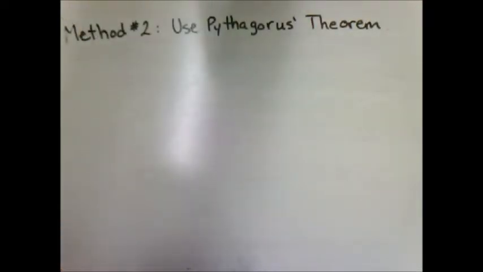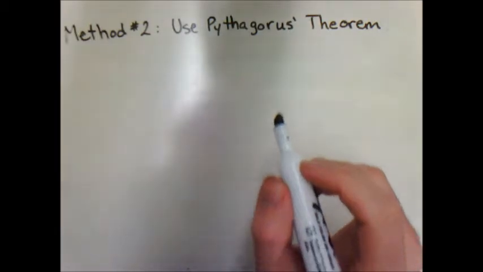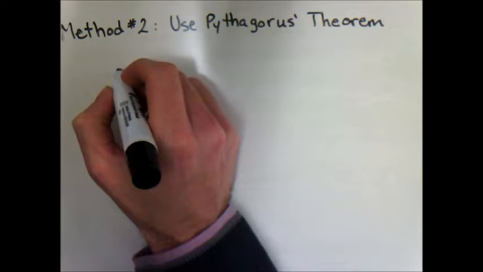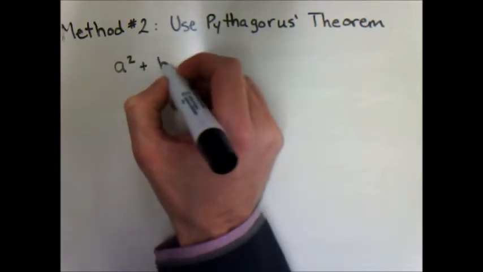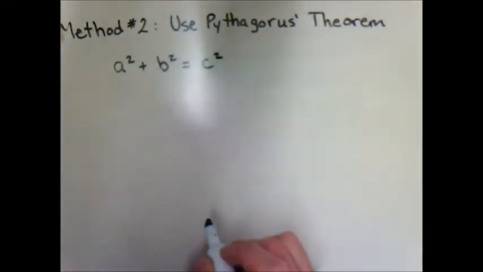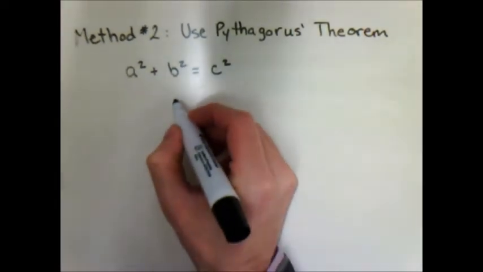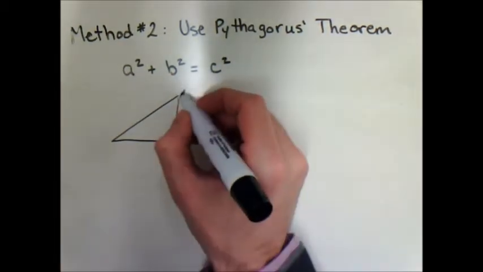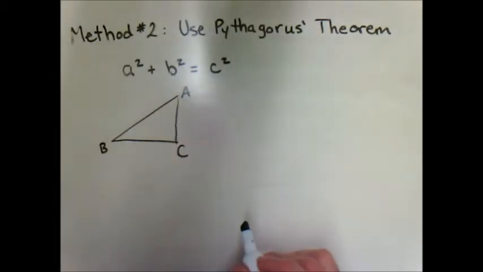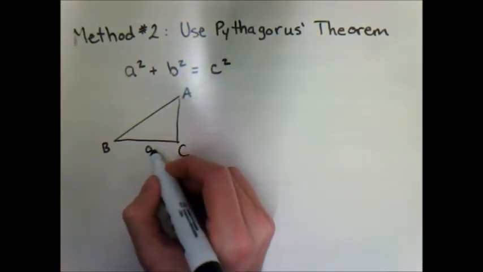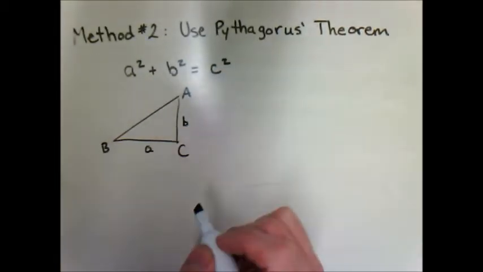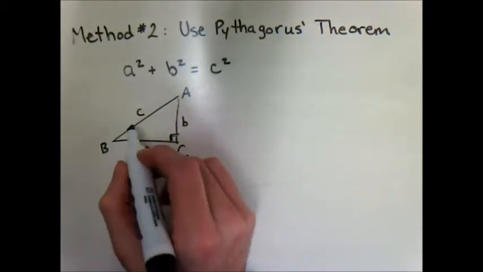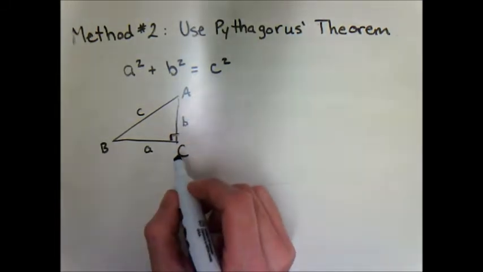In method 2, we're going to use Pythagoras' theorem, the Pythagorean theorem. We know that in the Pythagorean theorem, a squared plus b squared equals c squared, and this is only true in right triangles. So if we had the points A, B, C, like we do in our triangle, then the length of A squared plus the length of B squared must be equal, if it's a right angle triangle, to the length of C squared. So that's what we're going to be looking for.